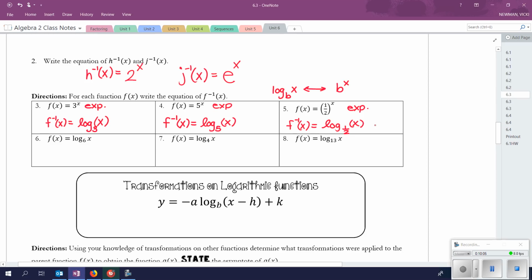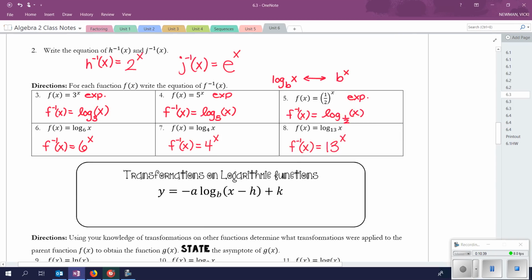Now in the other direction, we're starting with something that's a log, so its inverse is an exponential. This has a base of 6, so 6 to the x. Number 7 is a logarithm, so its inverse is an exponential with base 4. Number 8 is a logarithm to start with a base of 13, so its inverse is an exponential with a base of 13. Quick and easy.